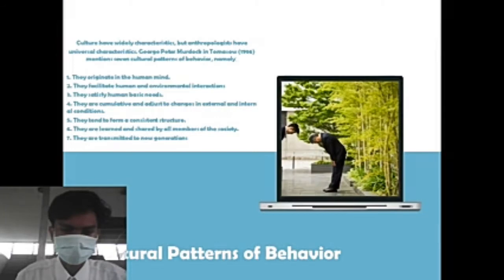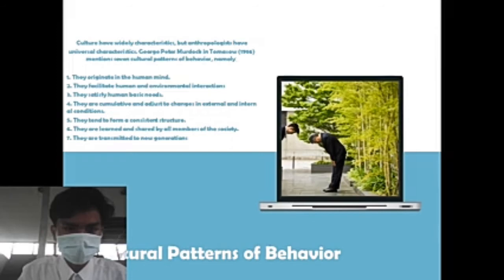Okay. Next, cultural patterns of behavior. Cultures have widely varying characteristics, but anthropologists have identified universal characteristics. George Peter Murdock mentions 7 cultural patterns of behavior, namely 1. They originate in the human mind. 2. They facilitate human and environmental interaction. 3. They satisfy human basic needs. 4. They are cumulative and adjust to changes in external and internal conditions. 5. They tend to form a consistent structure. 6. They are learned and shared by all members of the society. 7. They are transmitted to new generations.